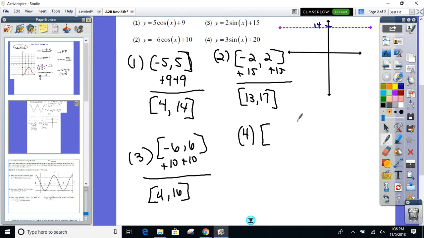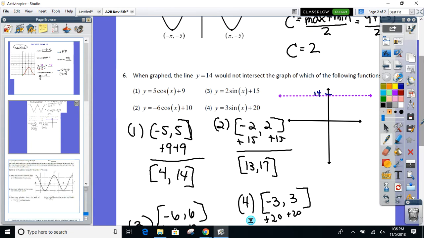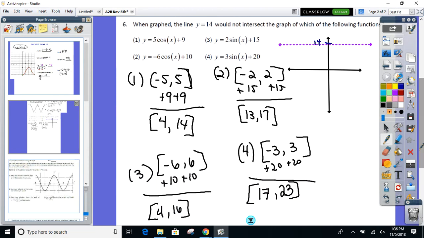Okay, before you shifted it 20 units, -3 and 3. Okay, ready? Watch. Add 20. It'll be now your minimum 17 and 23. Why wouldn't 14 hit? Yeah, here's your 14. Here's my graph way up here. It's not going to hit because 17 is my minimum. All right?